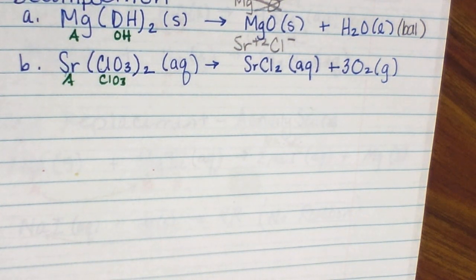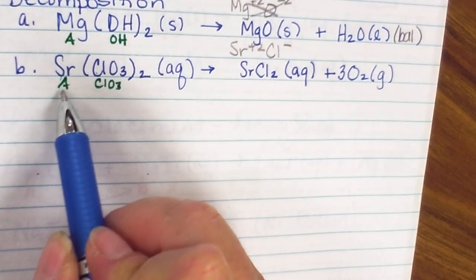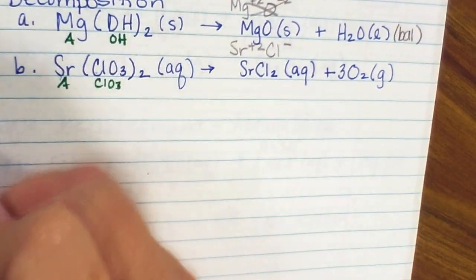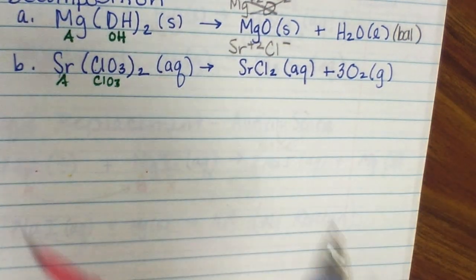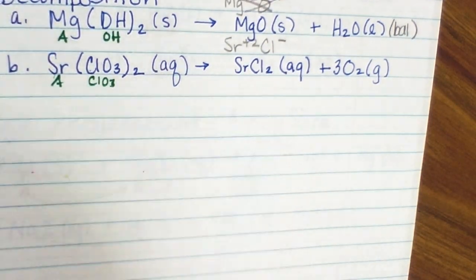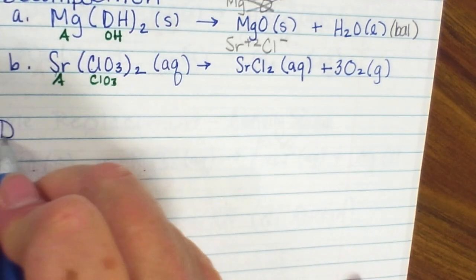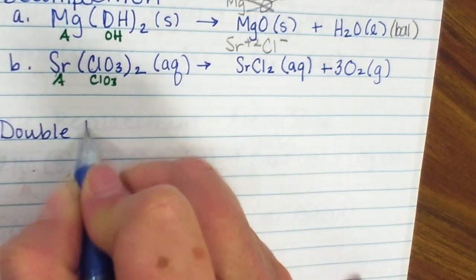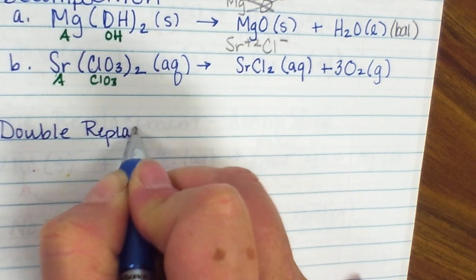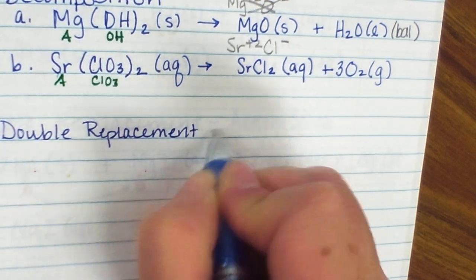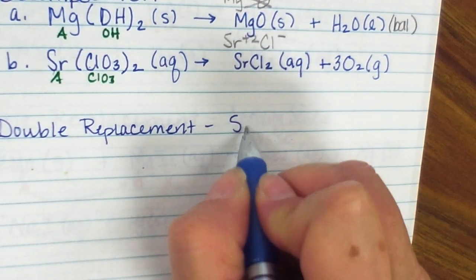Okay? Any questions on decompositions? Yeah. A for metal, and then ClO3. So number 5, decomposition. Double replacement. For double replacement, you will need your solubility chart.